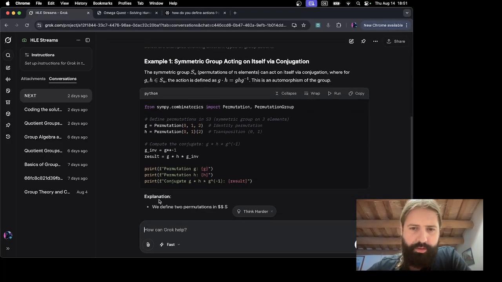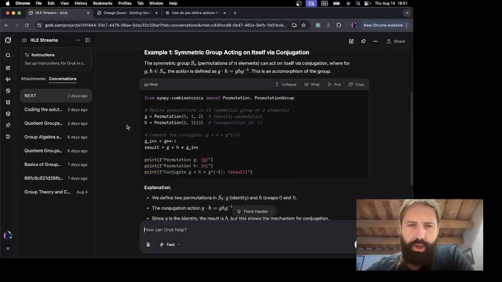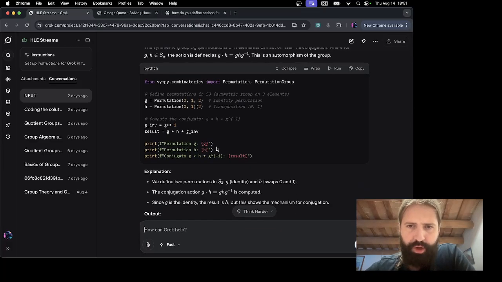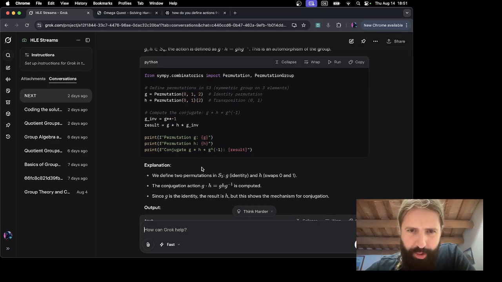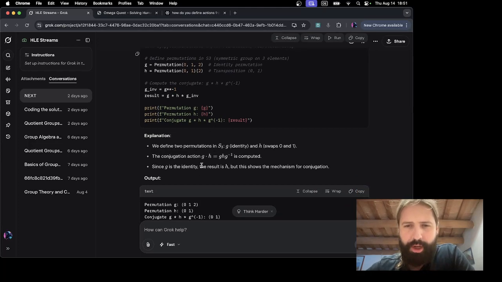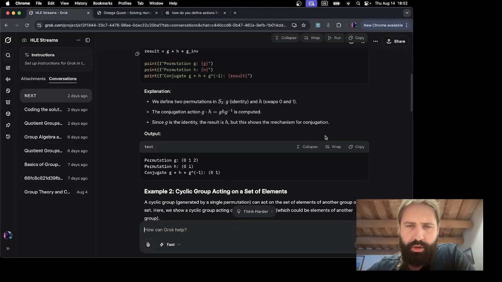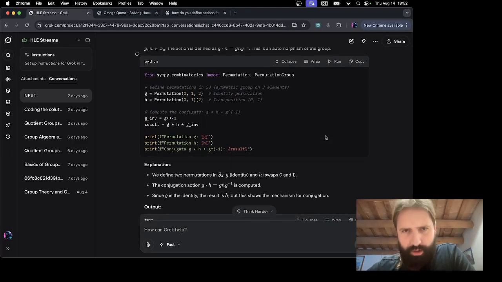So, here it says with SymPy you do this with permutation groups. So define permutations in S3, the symmetric group on 3 elements. So the identity permutation, then compute the conjugate. We define 2 permutations in S3, g the identity and h which swaps 0 and 1. The conjugation action is computed. Since g is the identity, the result is h, but this shows the mechanism for conjugation. Okay, but that's the one.